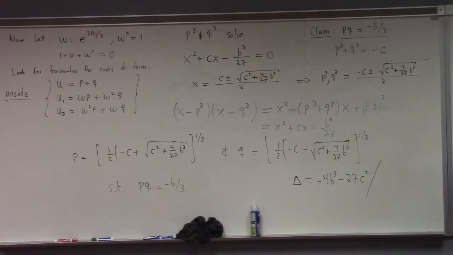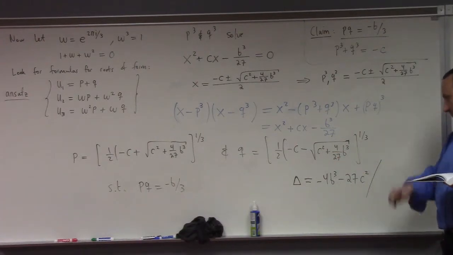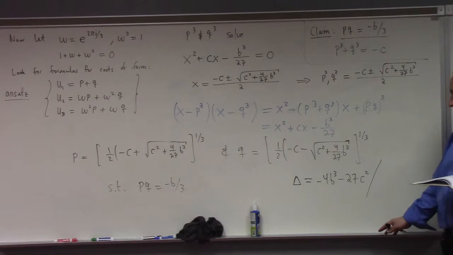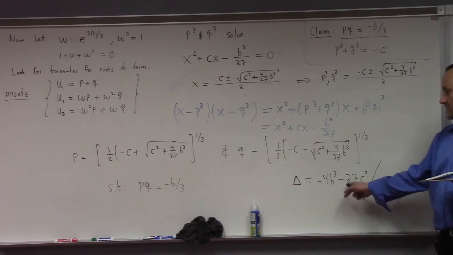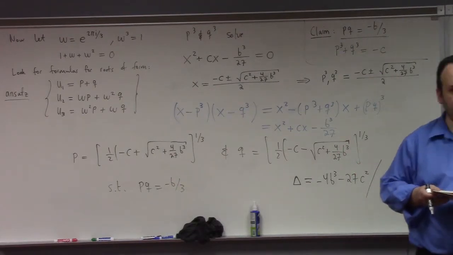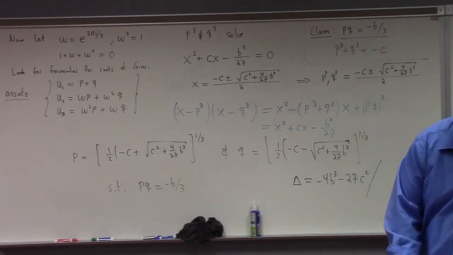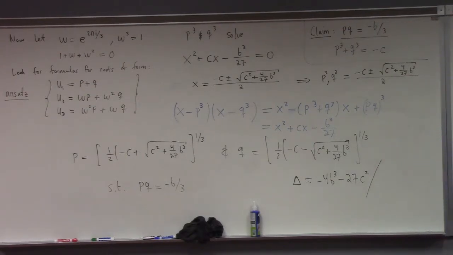Sorry, I'm having a moment of stupidity. If I factor a 27 out of this, I get 27c squared plus 4b cubed, right? Anyway, whether this is 0 or positive or negative will influence the kind of cubic solution you're looking at. And this is discussed in pretty great depth in Dummett and Foote, in terms of what happens when that's 0 versus not 0.